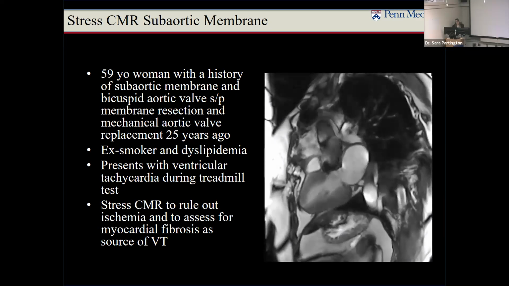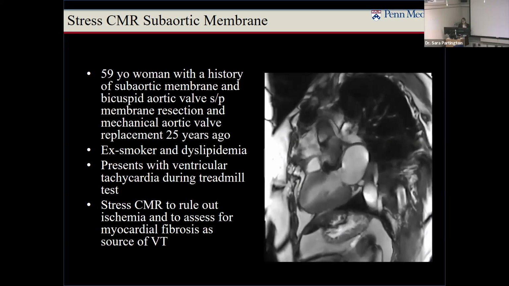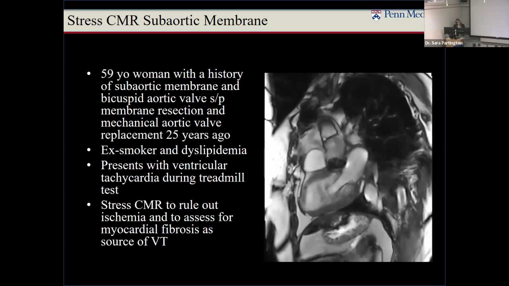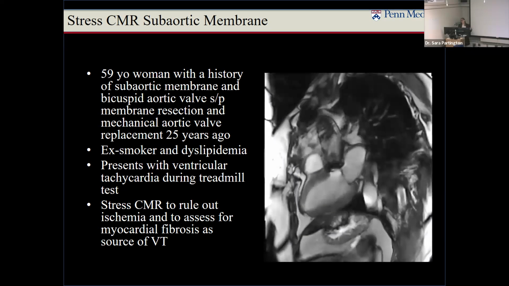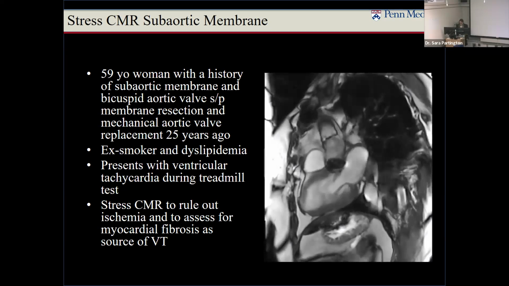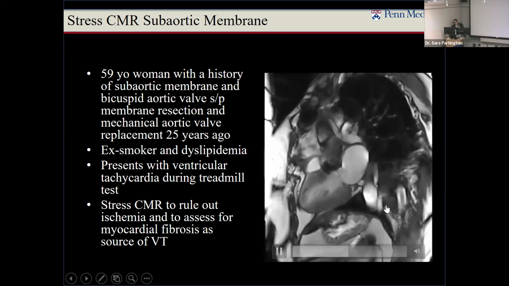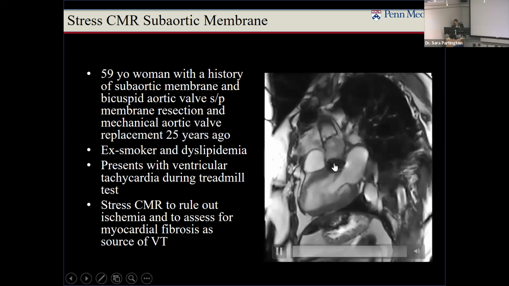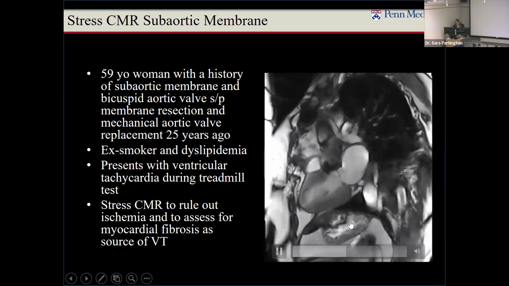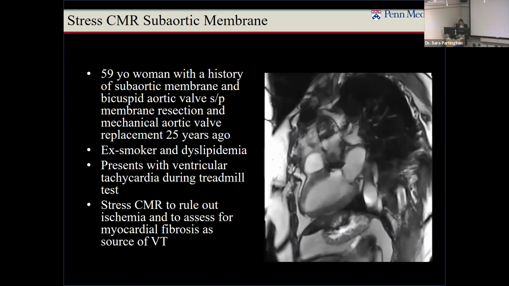And so it was decided to do a stress MRI for her, both to rule out ischemia as a cause of her ventricular tachycardia, and also to assess for myocardial fibrosis as a source of the VT. So thinking about that ancillary information that we can get from our testing. This is her LVOT view by MRI. You can see that there's a void artifact here where the mechanical aortic valve is, but fortunately it did not affect the left ventricular myocardium, which we were very interested in looking at during this study.